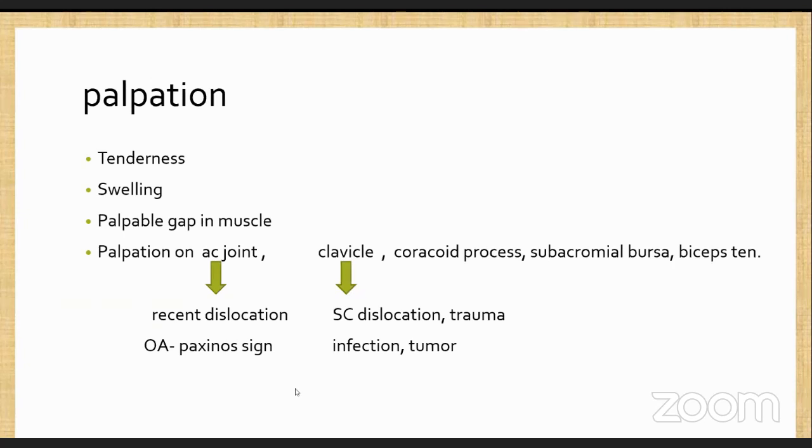Palpation, tenderness, swelling, palpation of the acromioclavicular joint. We have just now discussed Paxino sign. Clavicle again, where is the old injury? What is the importance of the S-shaped shape of the clavicle? Lateral end it is flat, middle end is rounded. So all these things you need to do. Subluxation of the acromioclavicular joint or sternoclavicular joint, whether traumatic, because of a tumor or any other infective pathology, you need to rule out.